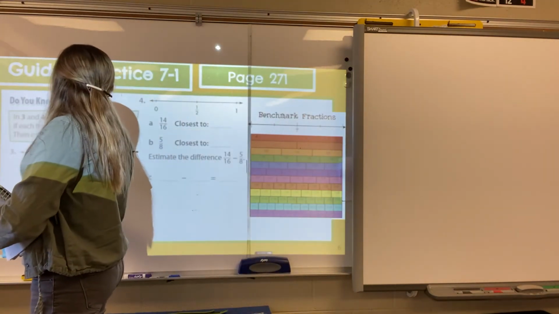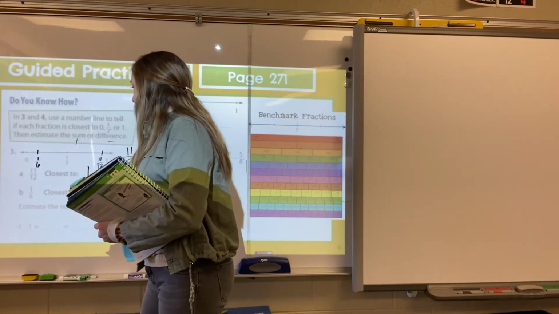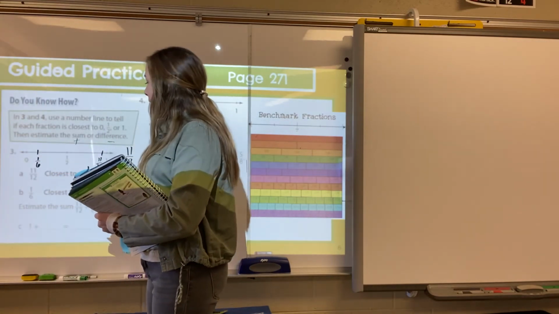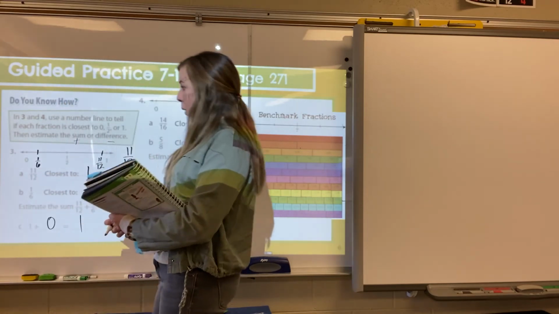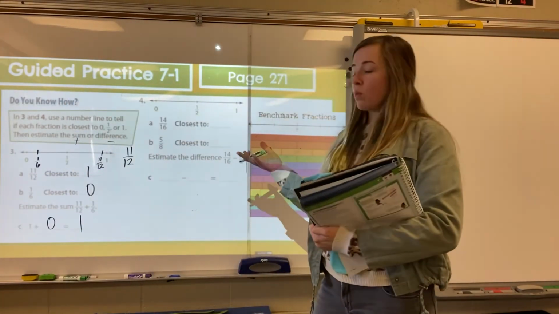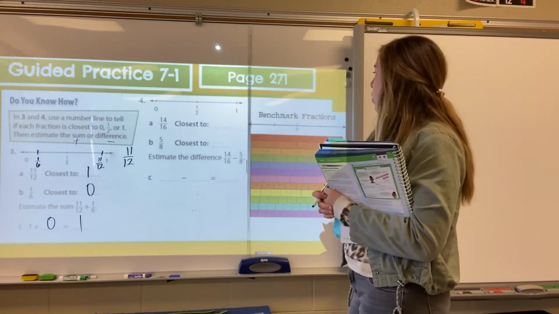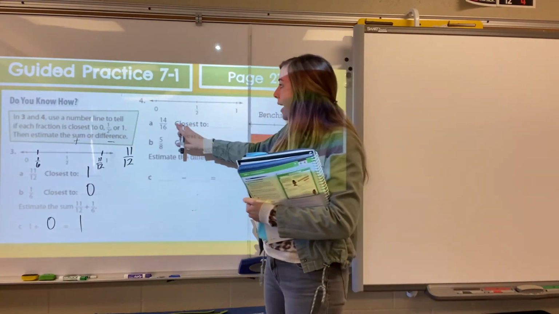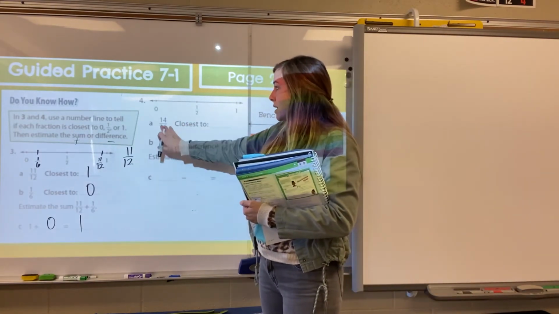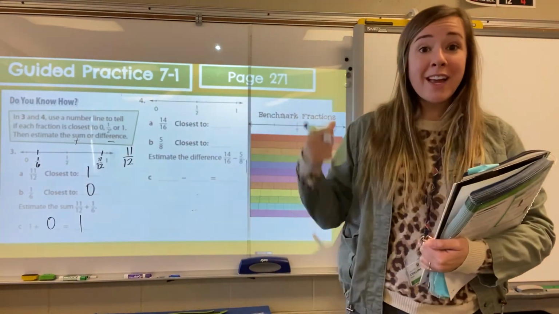Now, 1/6, it would be all the way down here, if I were to break this up into 6. So that is going to be closest to 0. So if I'm going to estimate, 1 plus 0 is 1 whole. So you would have about 1 there. Okay, let's try number 4. Why don't you guys go ahead and pause here, and I want you to try to estimate 14/16 and 5/8, and then we'll talk about it down here. So go ahead and pause here, give that a try.